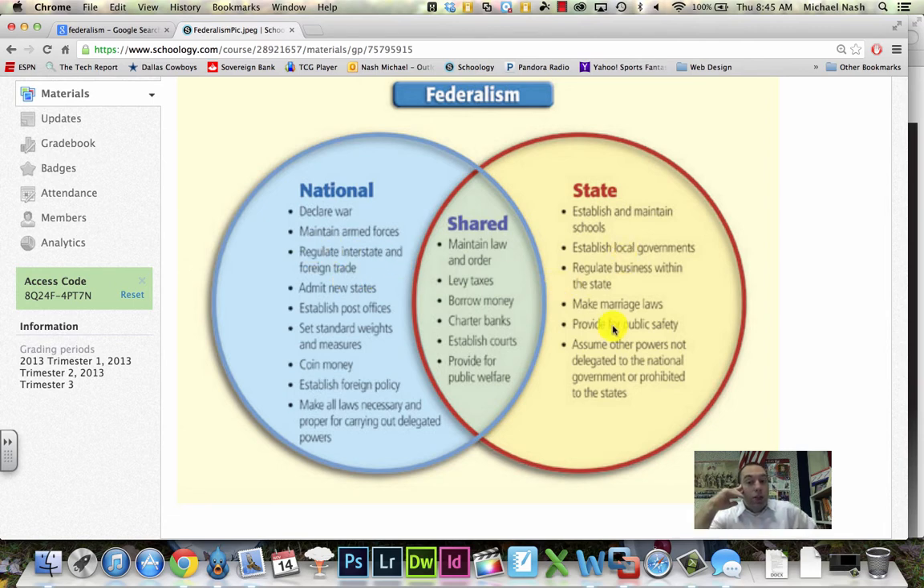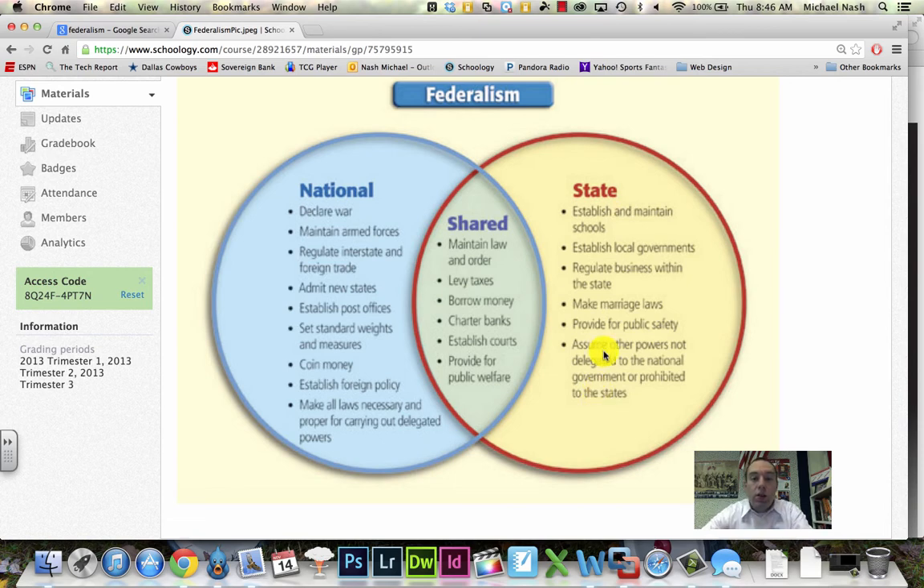States make their own marriage laws and divorce laws. That is why same-sex marriage is allowed in some states but not others, because that's how the government works. Providing for public safety, things like fire departments, police departments, any safety laws, speeding, texting while driving, every state sets those laws separately. And anything that's not listed in the Constitution automatically becomes a state government job.